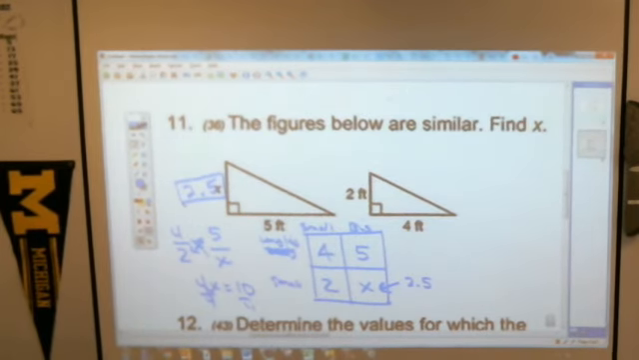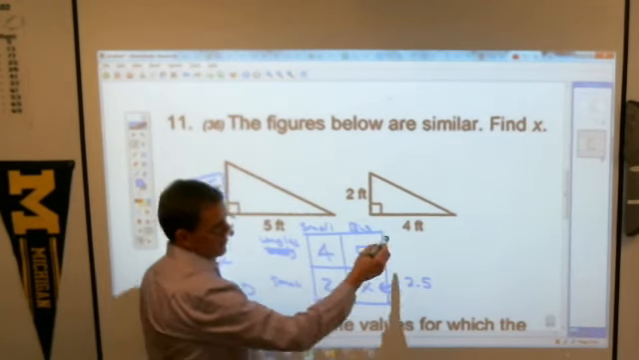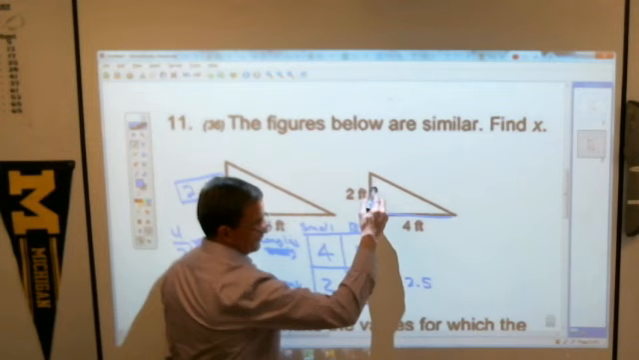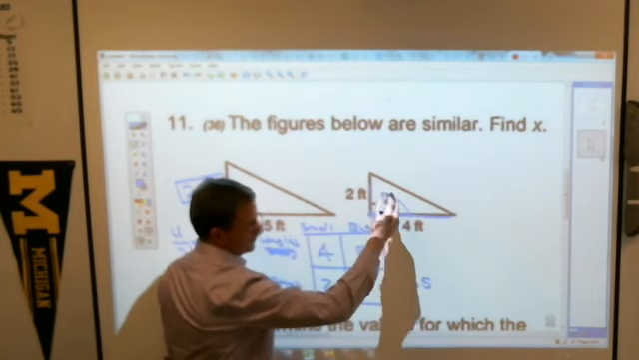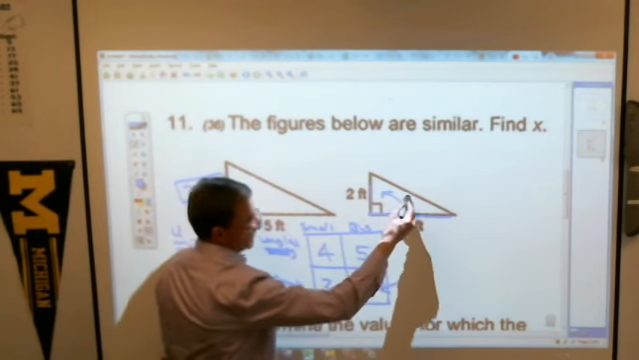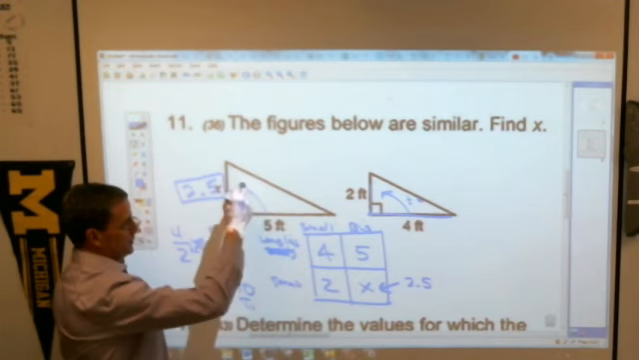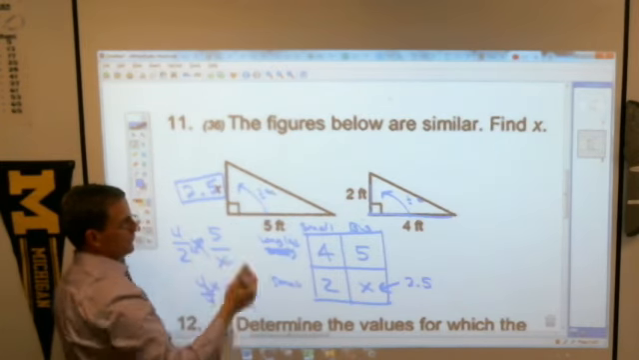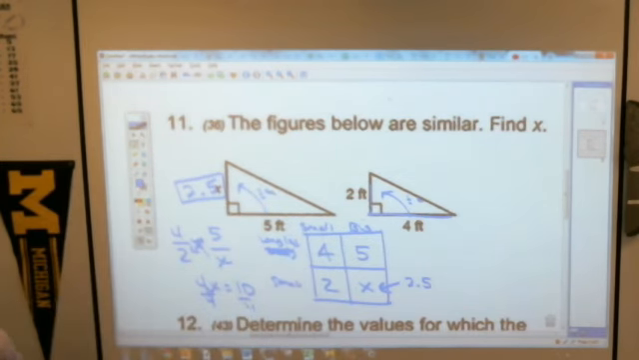Another way you probably could have looked at it that would have worked: the ratio, the proportion of this to this, how do you go from 4 to 2? Divide by 2. So if you divide this by 2, you're going to get the same thing.